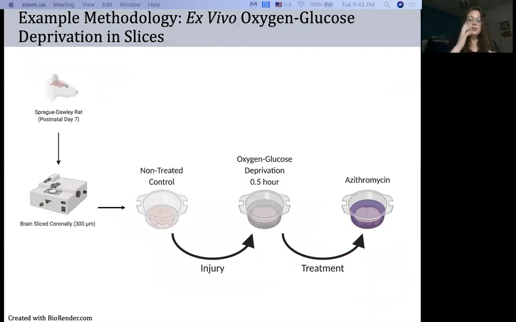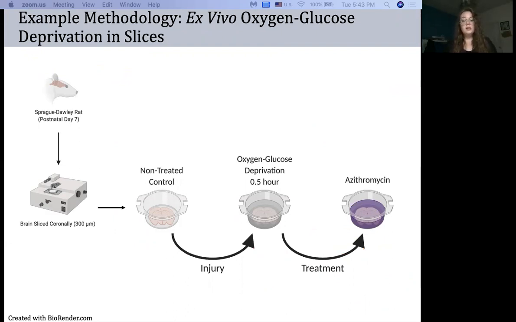So for us, we chose a rat model in order to do this study of oxygen glucose deprivation in ex vivo slices. And what that means for ex vivo slice models is that instead of taking the entire brain as one model, we take the brain and we slice it on a tissue chopper, and each individual slice is a different treatment group. And so those slices can fall into three groups.